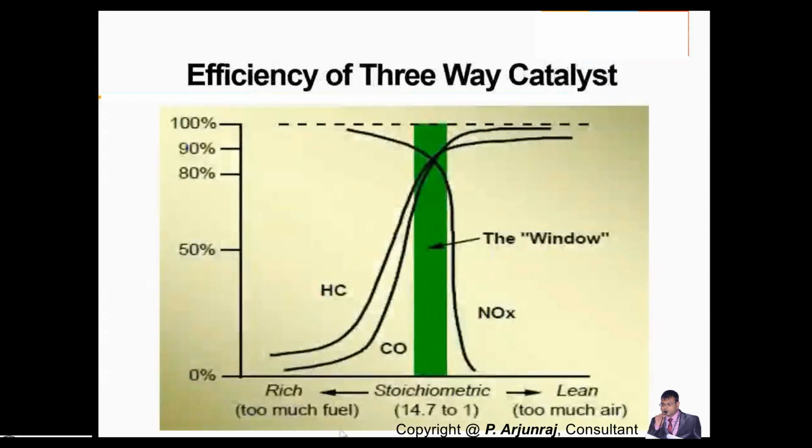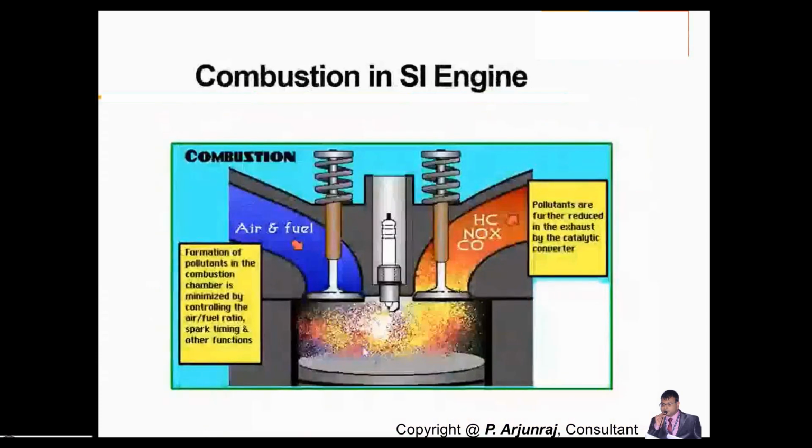Same thing is applicable here also. The value 14.7 to 1 is the correct value with respect to stoichiometry. This is how the efficiency graph of the three-way catalytic converter looks. That's why the combustion is very much important.